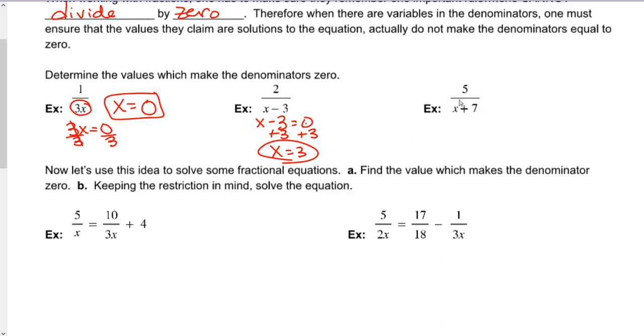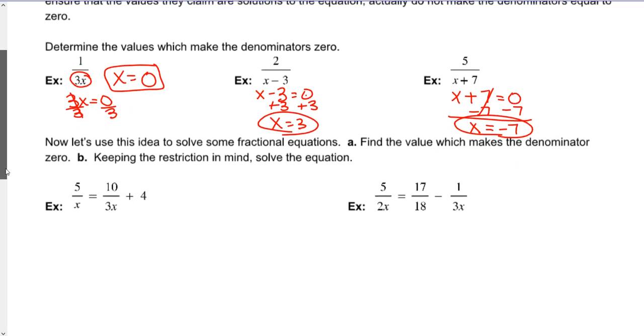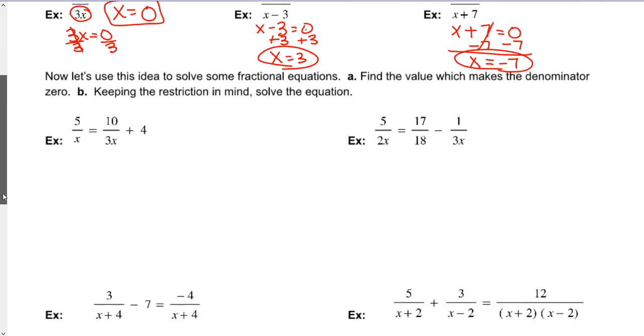What makes this denominator 0? Again, you can set it equal to 0 like we just did here, but we can also just ask yourself, what plus 7 gives me 0? Well, hopefully, working with your integers, you would tell me x equals negative 7. So you can just write that if you see it. You don't have to write this out and solve the equation, but if you're unsure, you definitely need to do that. So solving gives me x equals negative 7 would make that denominator 0. Again, those are the values that we can't have as solutions for these next types of problems, okay?